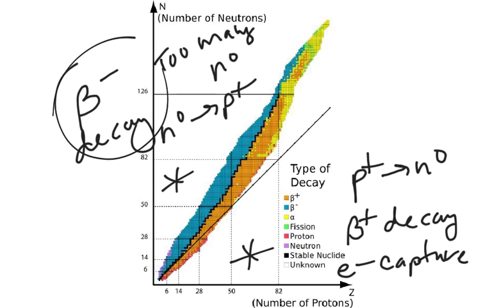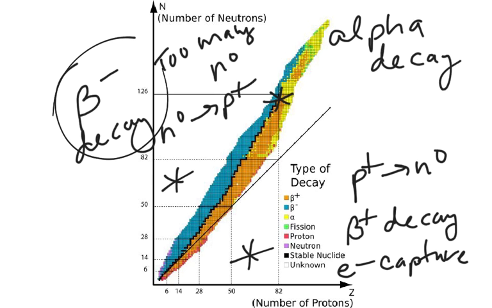And finally, if you're past this point here, you're just too big. And if it's too big, you can go through alpha decay, in which case you lose 2 protons and 2 neutrons and get yourself smaller and back onto the band of stability. And that's the idea about stability.